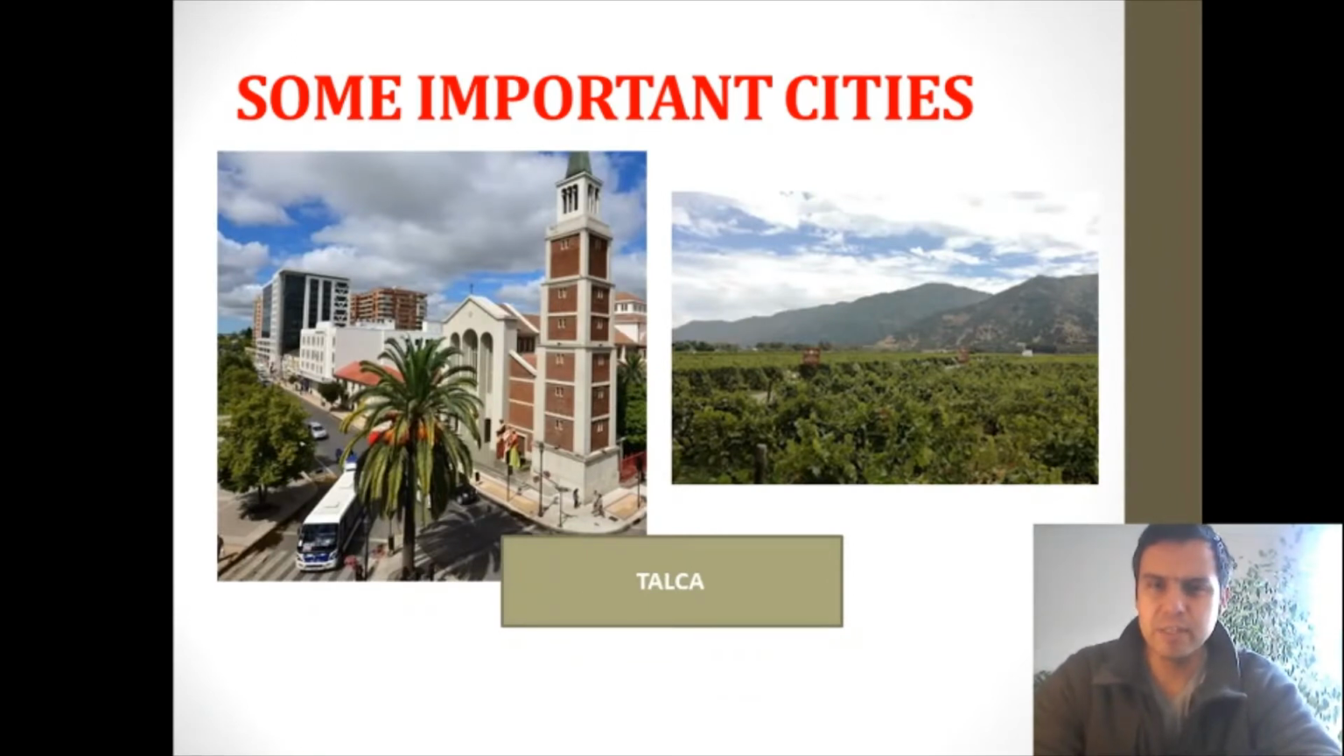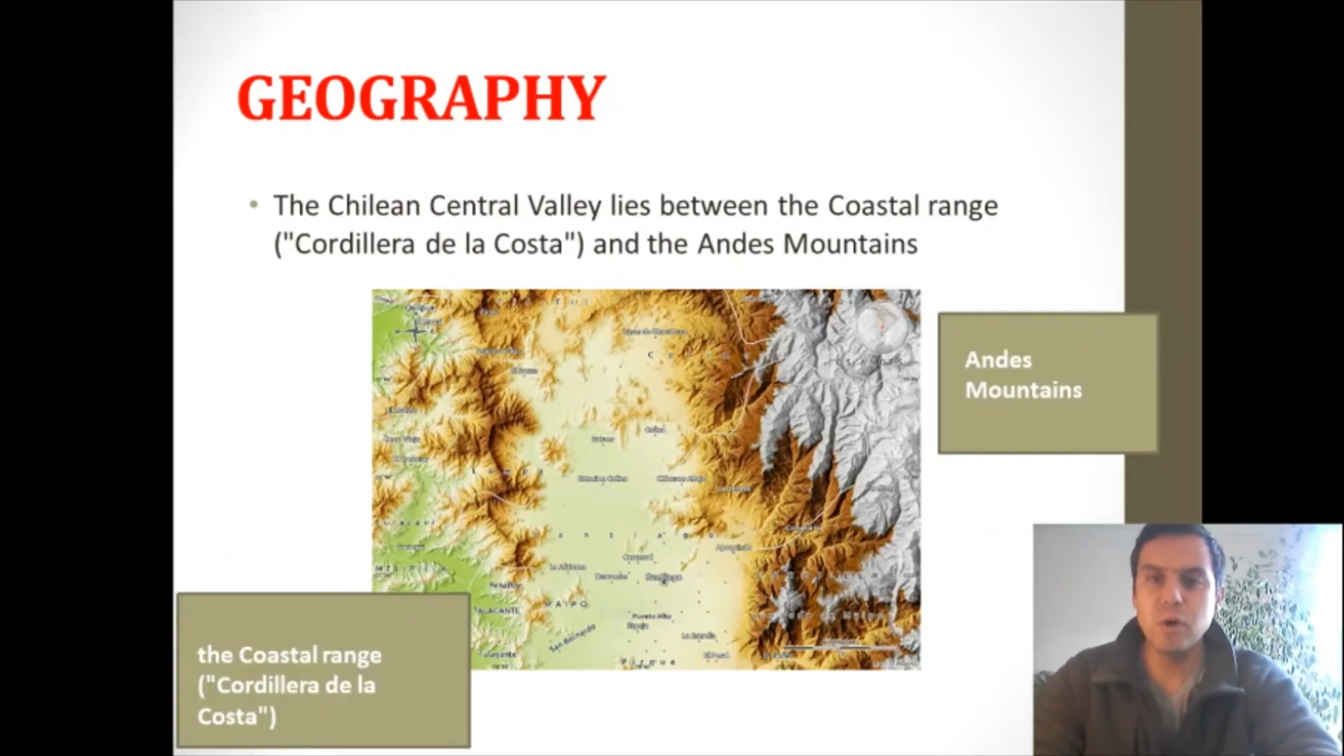And here another city, Talca, is pretty much a medium-sized city. And I put this photograph because agriculture is really important when you go close to this area in Chile, going to the central south, if you want to say. Okay, geography. Look, this map shows the location of Santiago, and what I was explaining here.